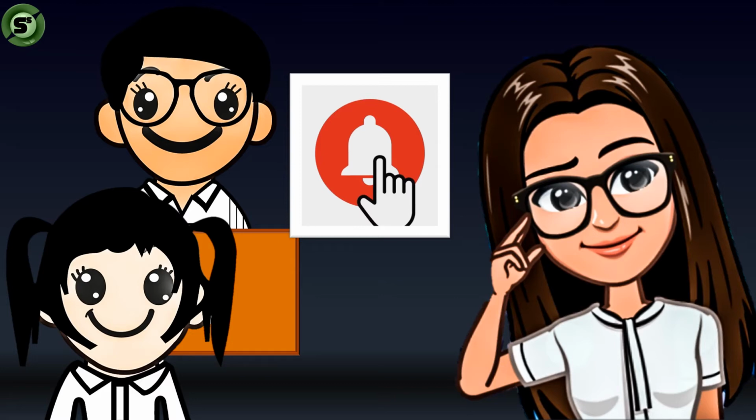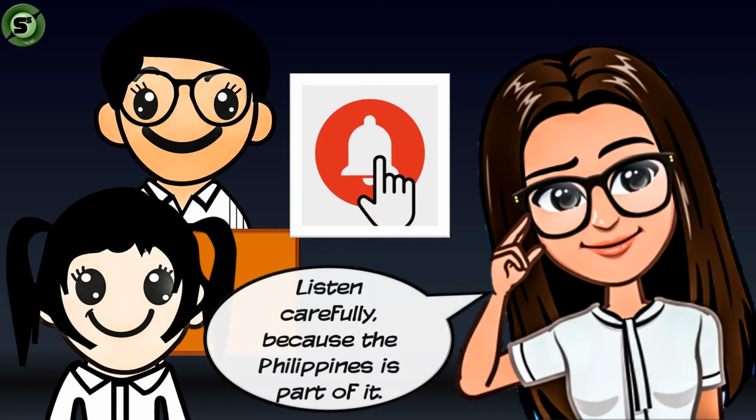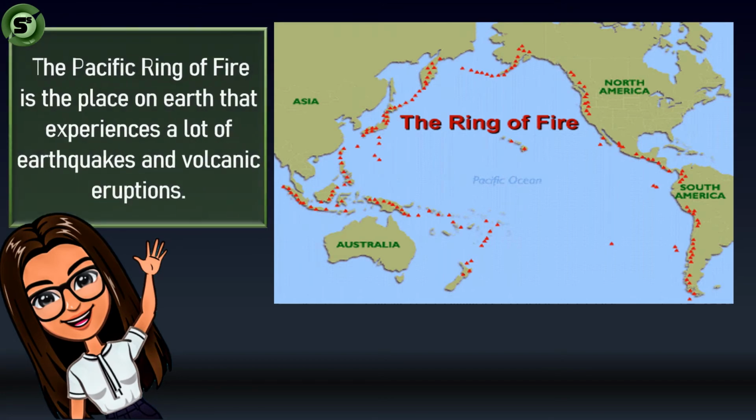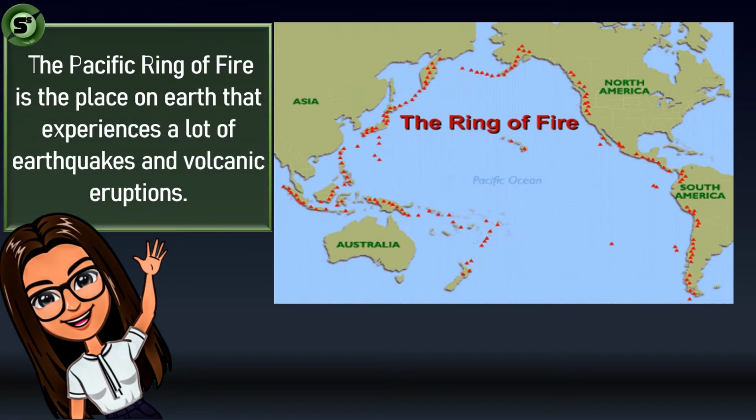I promise you will understand how volcanoes are formed and why tsunamis happen after an earthquake. However, for today let us talk about the place where these natural disasters commonly occur, the Pacific Ring of Fire. Watch and listen attentively because our country, the Philippines, is one of those 15 countries located at the Ring of Fire. The Pacific Ring of Fire is the place on Earth that experiences a lot of earthquakes and volcanic eruptions.